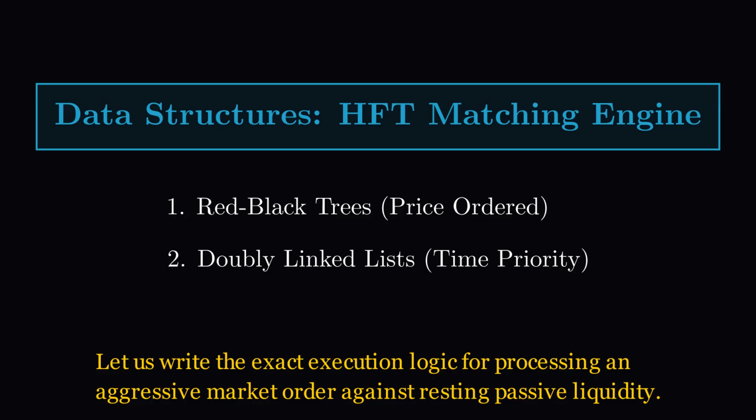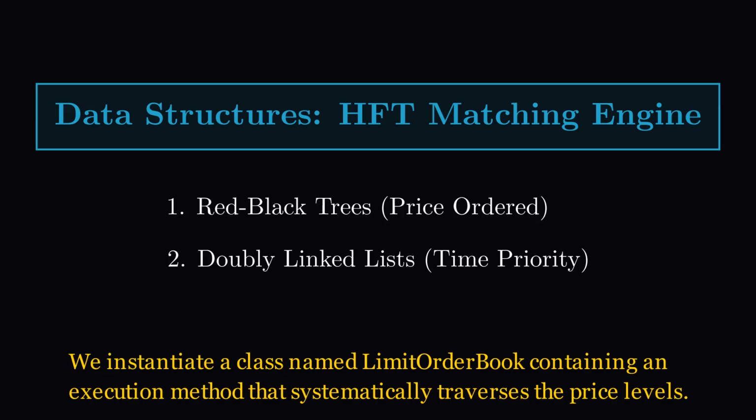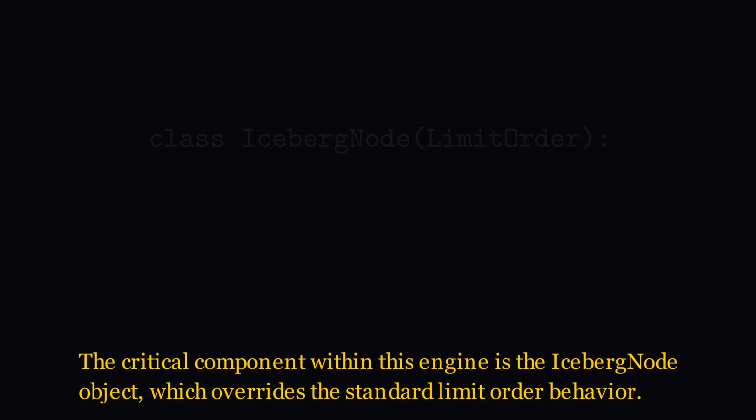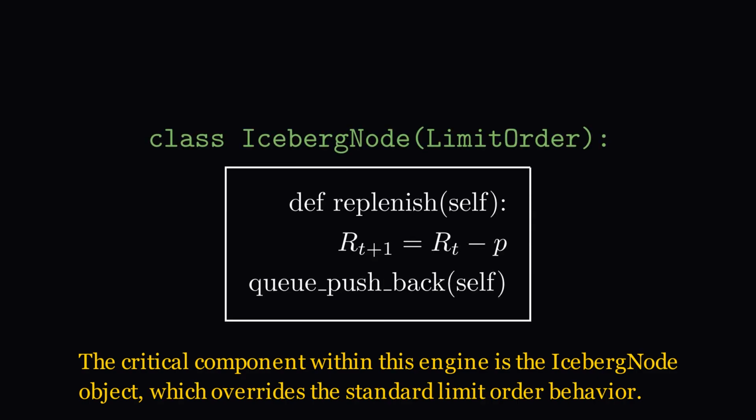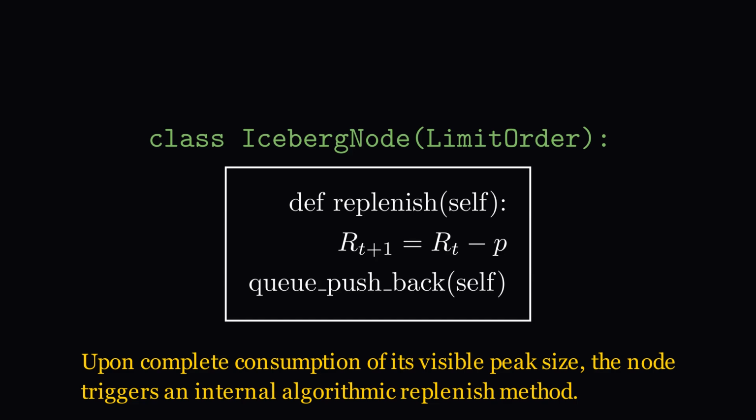Let us write the exact execution logic for processing an aggressive market order against resting passive liquidity. We instantiate a class named limit_order_book containing an execution method that systematically traverses the price levels. The critical component within this engine is the Iceberg node object, which overrides the standard limit order behavior. Upon complete consumption of its visible peak size, the node triggers an internal algorithmic replenish method.